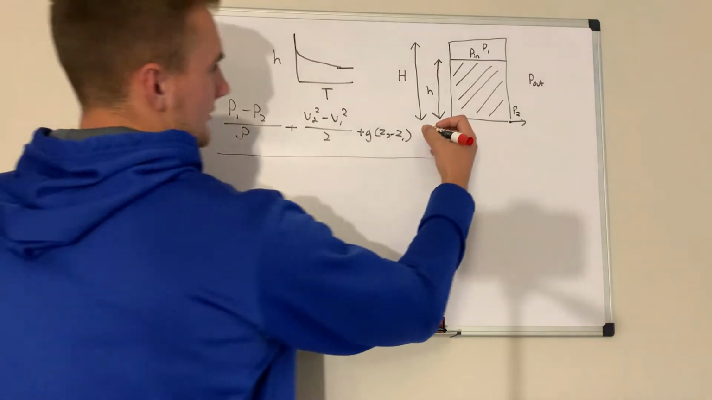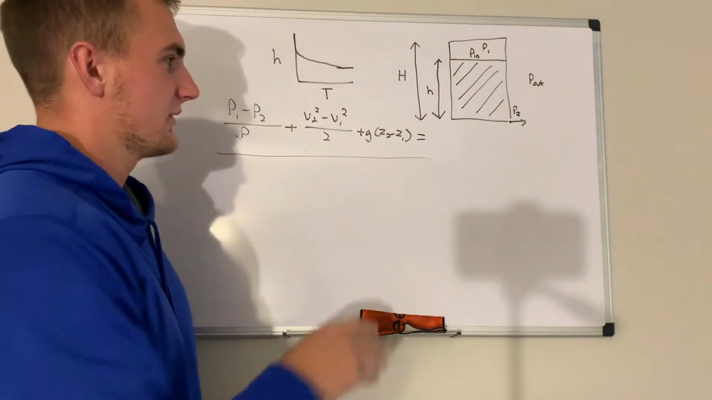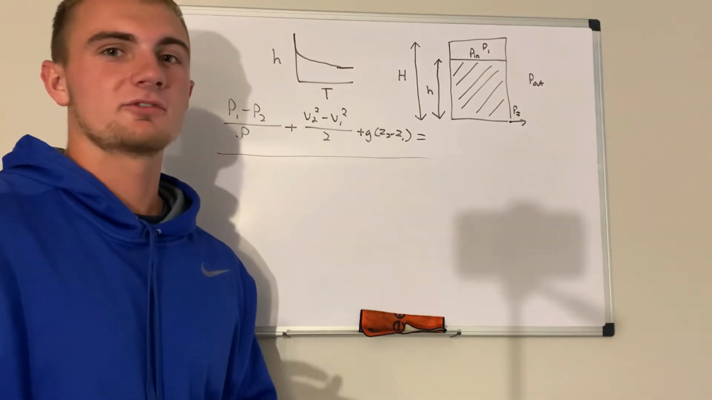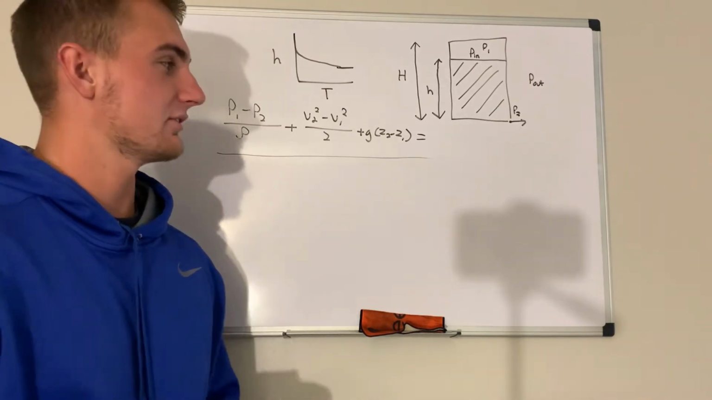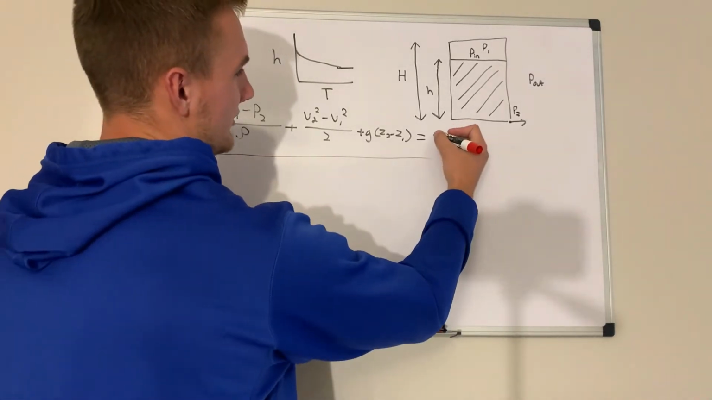One thing I forgot to put here is that in Bernoulli's equation normally we would set this equal to the negative amount of frictional heating that is normally present in this situation. However, we're going to assume here that there is none, so we're just going to set this equal to 0.